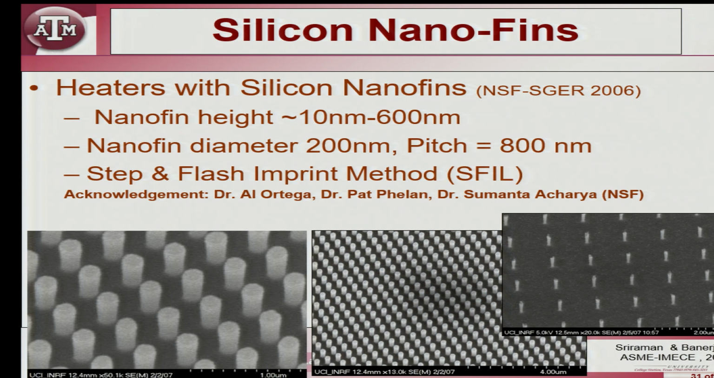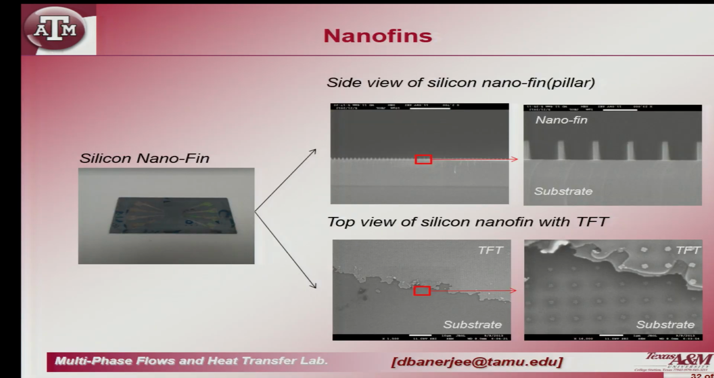Okay. And we made fins of different heights. So, these were about 100 to 200 nanometers in diameter, and we made them in height going anywhere between 10 nanometer all the way to 600 nanometer, and the pitch was somewhere between 800 and 900 nanometers. Okay. So, there are these 3 different types of fins you can see we have formed. Now, if you look at it in side view, this is how the fins look like.